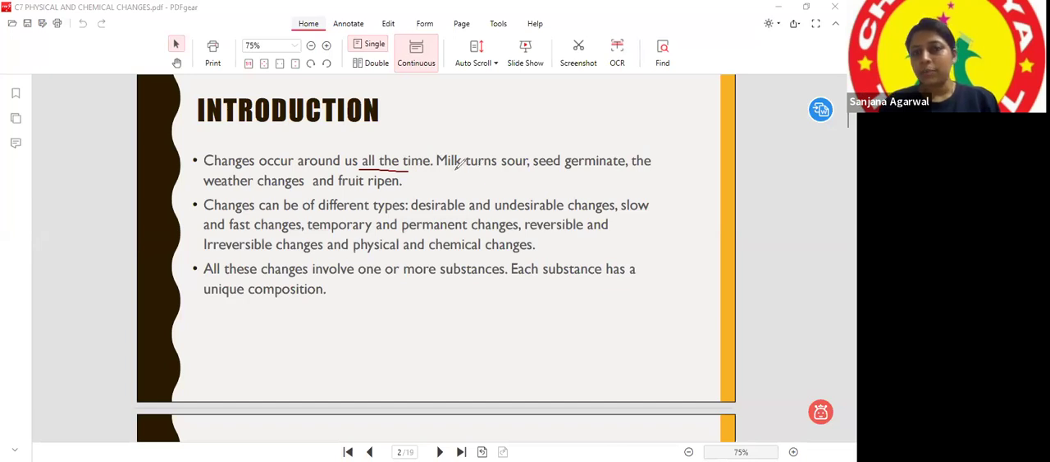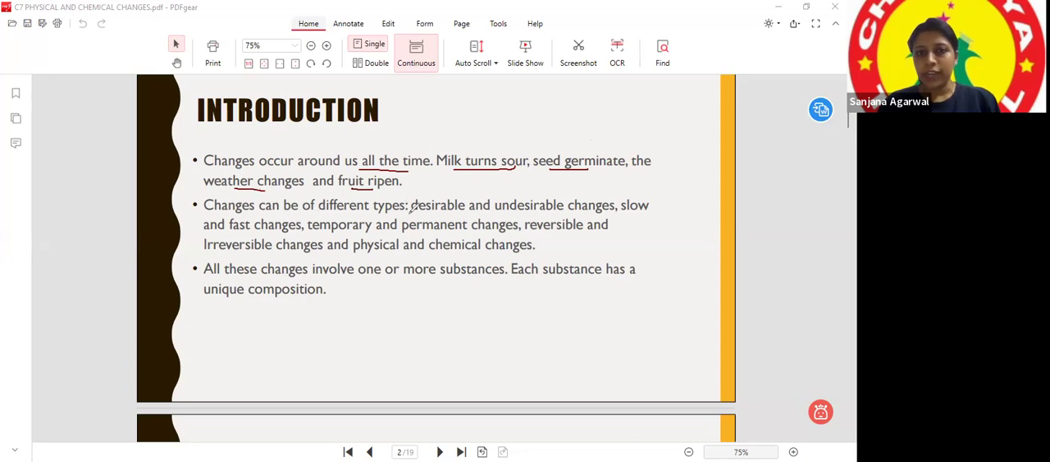Like if we keep milk for a long time, it will definitely turn sour. The seeds will germinate. We just need to water them, and provide them good, nutritious soil and a good amount of air and sunlight. The weather changes, fruits get ripened.